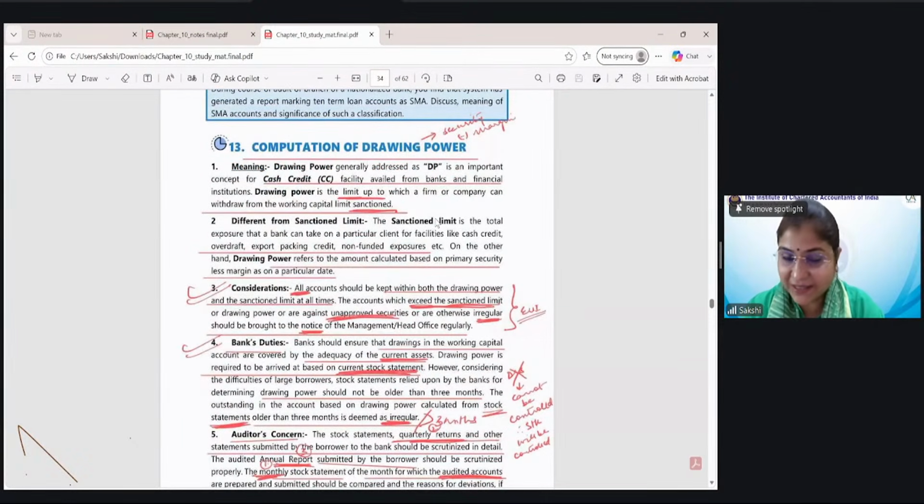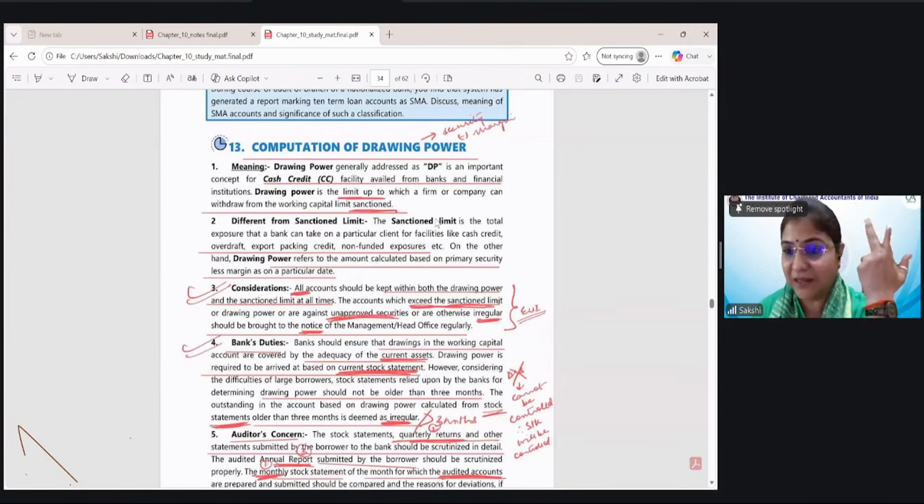We have studied this, but still, what was drawing power? Drawing power, generally addressed as DP, is an important concept for CC facility. I told you when you are taking a working capital loan, this drawing power is important. It is the limit up to which a firm or company can withdraw from the working capital limit sanctioned. I told you the difference between the sanction limit and the drawing power, isn't it?